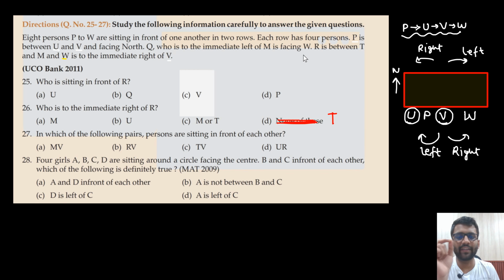Q, who is immediate left of M, is facing W. Q is facing W and he is immediate left of M. So M must be here. R is between T and M. T must be here because R is between T and M. And W is immediate right of V. So this is the correct one. That's it. So in one go only we made the correct one.